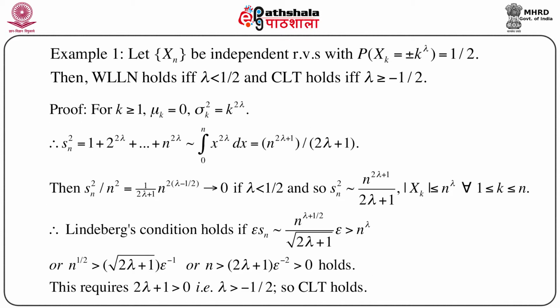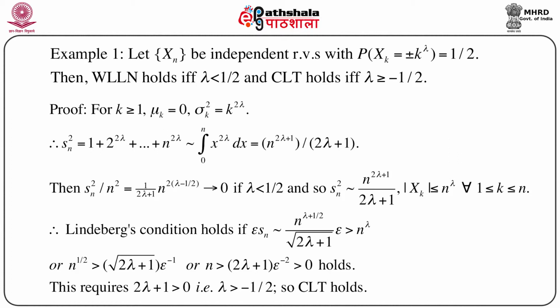Now, we consider one example. Suppose Xn is a sequence of independent random variables with probability Xk equals plus or minus k to the power lambda equals half. That means probability Xk equals k to the power lambda equals probability Xk equals minus k to the power lambda equals half. Then the weak law of large numbers holds if and only if lambda is less than half, and the CLT holds if and only if lambda is greater than or equal to minus half.